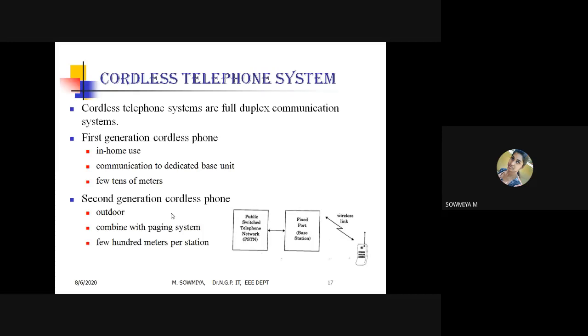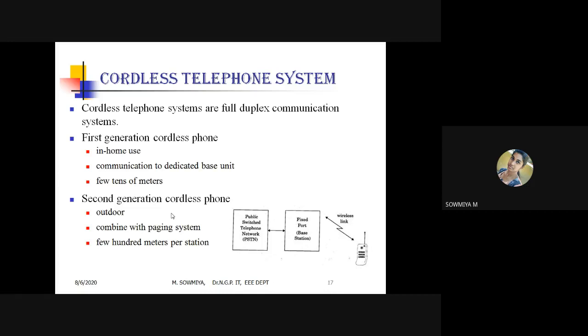And next, cordless telephone systems. CTS is a full duplex communication system where both parties can communicate with each other simultaneously. It is otherwise called portable telephones. Cordless telephone systems are also a part of cellular telephone systems. Full duplex communication is nothing but both parties communicating with each other simultaneously.